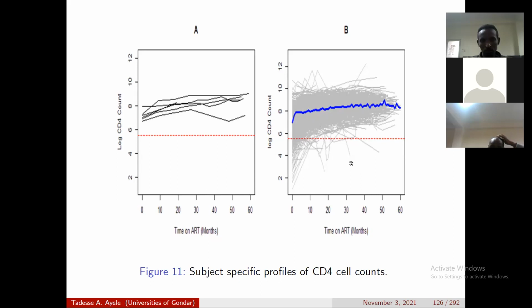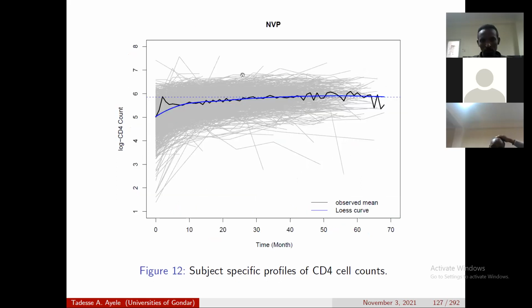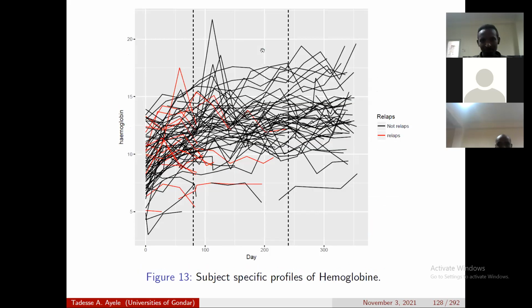So this is how you explore. This is just an example. This one tries to look at only those who took a single drug. This other example is hemoglobin: y axis is hemoglobin, x axis is time in days. These patients are visceral leishmaniasis patients.